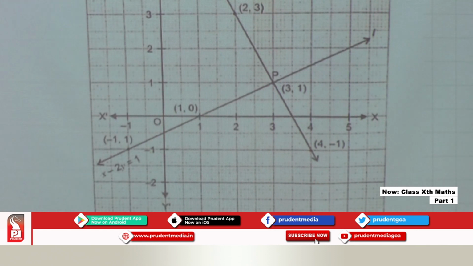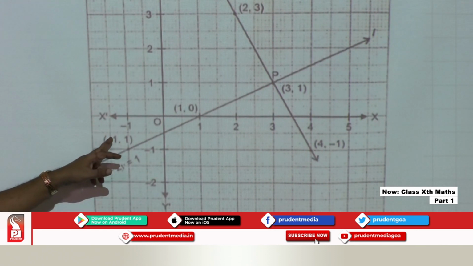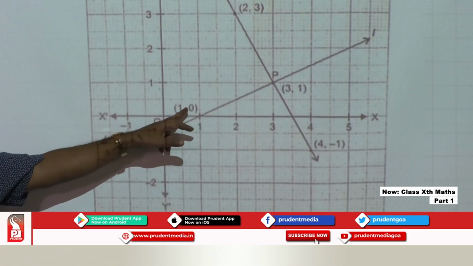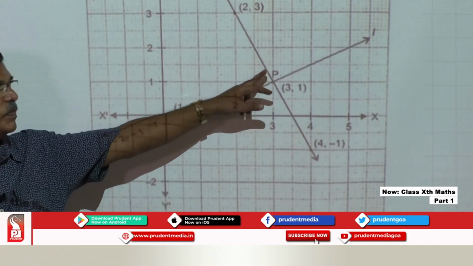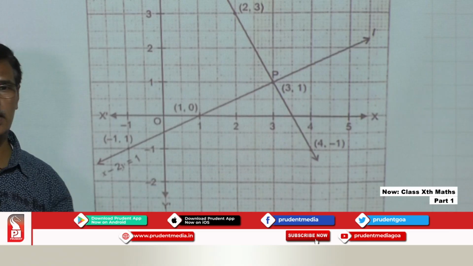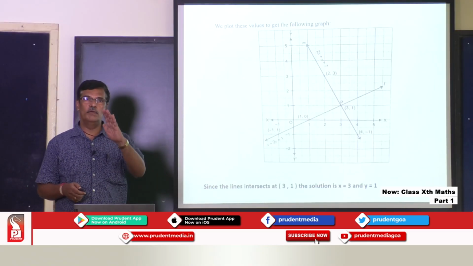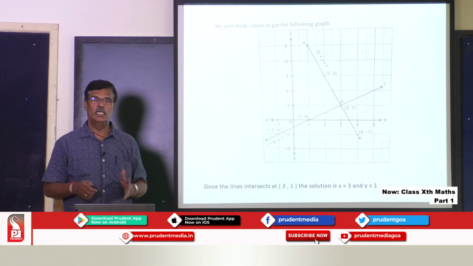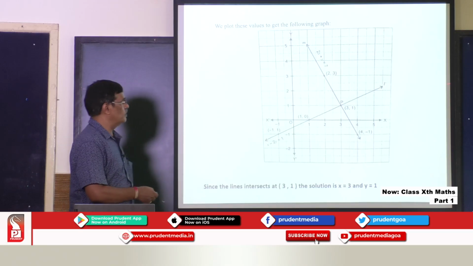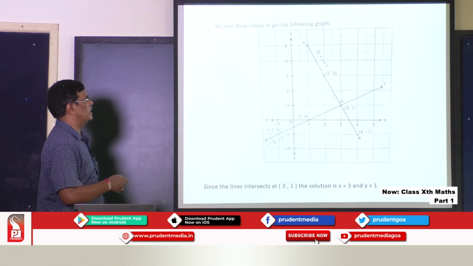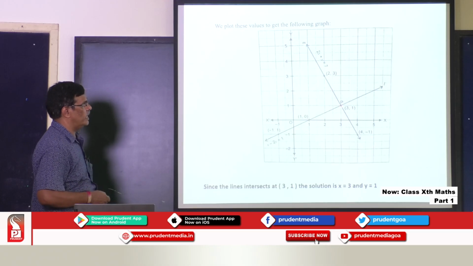In this case, what I have done, I have marked the coordinates near the points. There is no need of marking the coordinates on the point. But even if you mark the coordinates there, there is no harm. So now here, this line and this line intersect at this point. I have called this point P for your understanding.